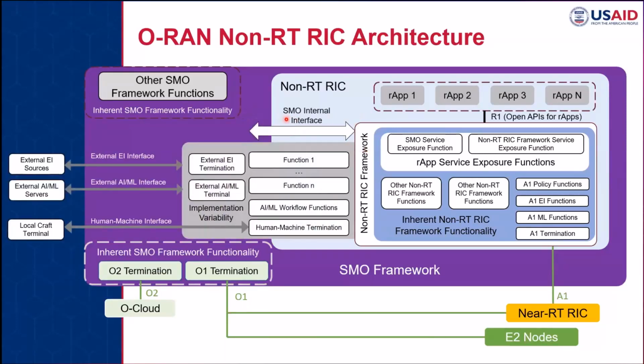There is also an SMO internal interface connecting these other SMO functions going to the near real-time RIC. Each functionality has external termination to external sources. But you can also see the A1 termination, a specific block for the near real-time RIC connection using the A1, and the O1 termination, and the O2 going to the O-Cloud. So this is the non-real-time RIC architecture.